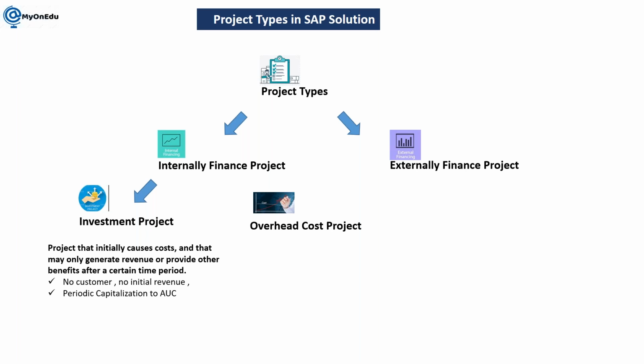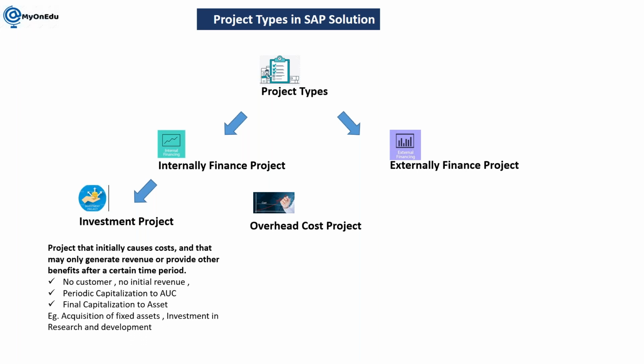And once your asset is ready, once your, let's say, plant is ready or your house is ready, then it will become an asset for you. And then whatever the cost incurred into AUC has to settle into final asset. So final capitalization to asset.